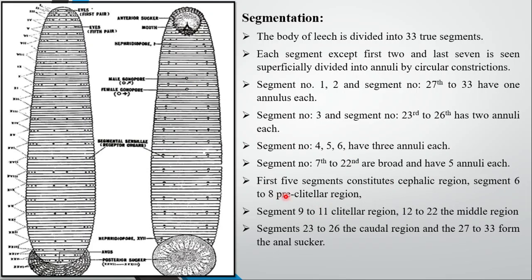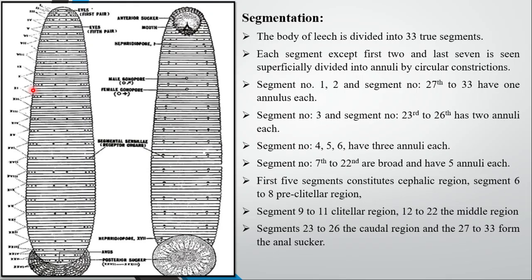Segments 6 to 8 are the preclitellar region, that means 6, 7 and 8. These three segments are called the preclitellar region. Now segments 9 to 11 are the clitellar region. These three, 9, 10 and 11, are the clitellar region.